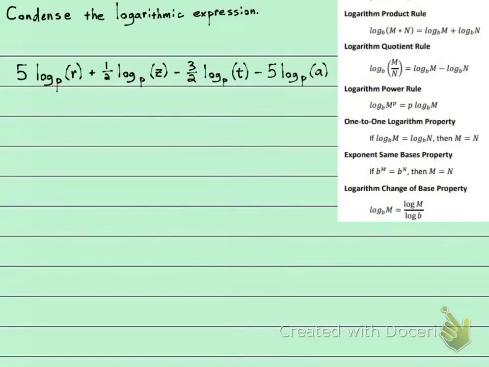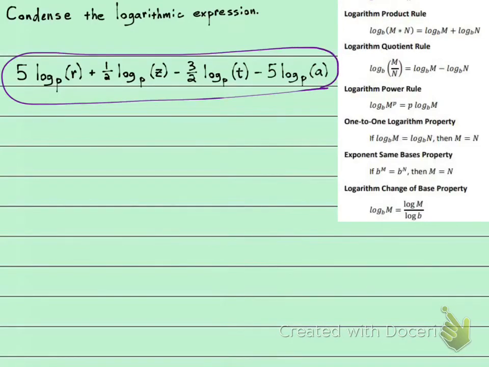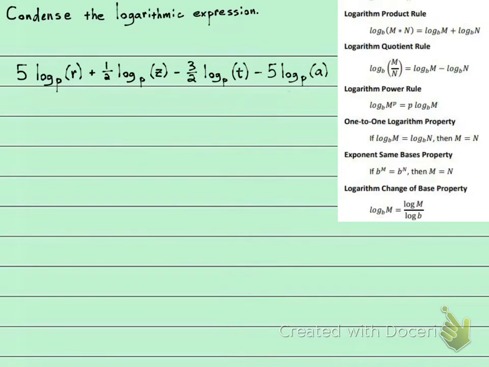We are asked to condense this logarithmic expression, and you can see it has 4 parts. They all have the same base of p. First thing we're going to do is use this right here, the logarithm power rule, and we're going to take what was a coefficient out in front and bring it up and make it an exponent. So let's do that for all 4 of them.